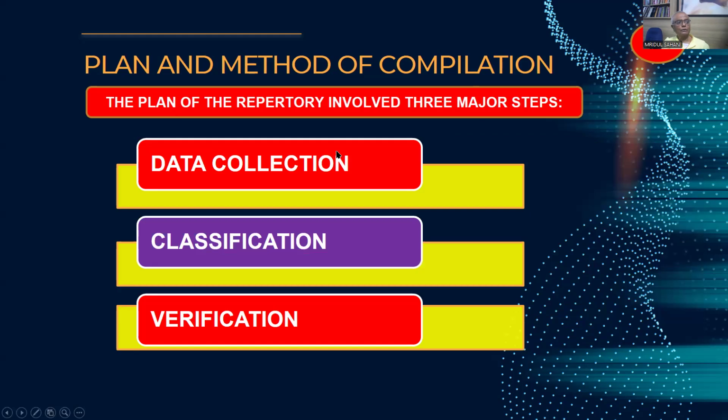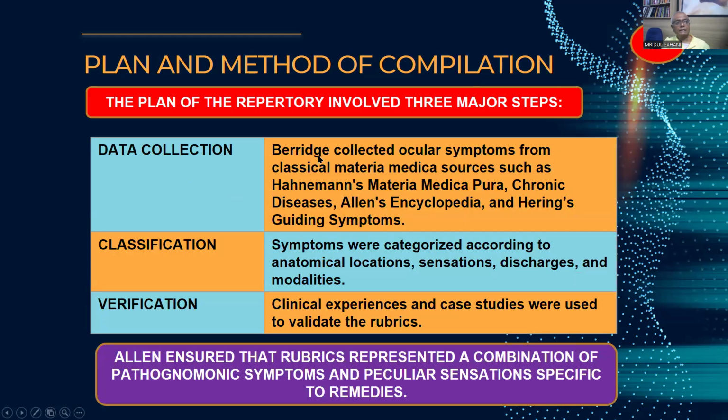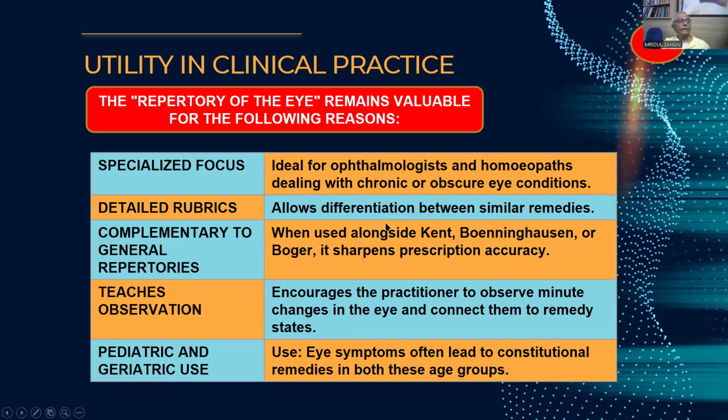Then the plan includes data collection, classification, and verification. Data collection: Berridge's collections of the ocular system are included in this Materia Medica. Berridge collected the symptoms from Materia Medica Pura, Chronic Diseases, Allen's Encyclopedia, and Hering's Guiding Symptoms. Then classification. Symptoms were classified according to anatomical location, sensation, discharges, and modality. Then verification. The verification of observations was for validity. So Allen ensured that the repertory rubrics represented a combination of pathological, pathognomonic symptoms and peculiar sensations with the specific rubrics.